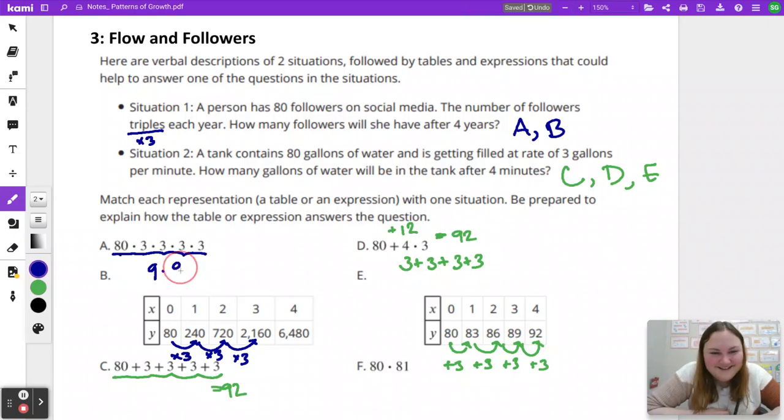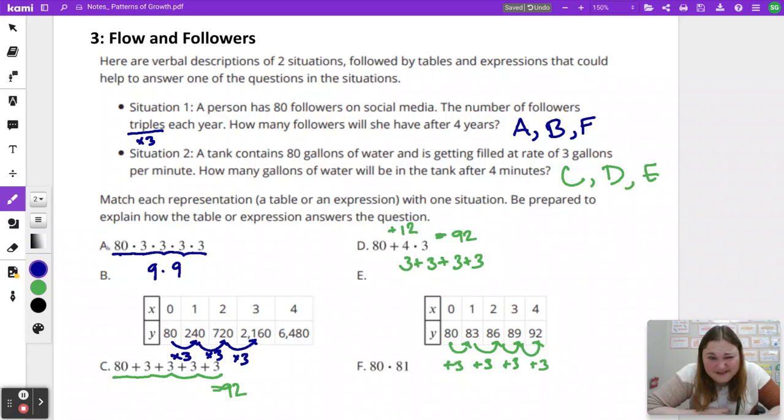3 times 3 is 9, and 9 times 9 is 81. Both A and F will have the same answer, which is 6,480. F also goes with situation number 1. It's just a different way to write A.